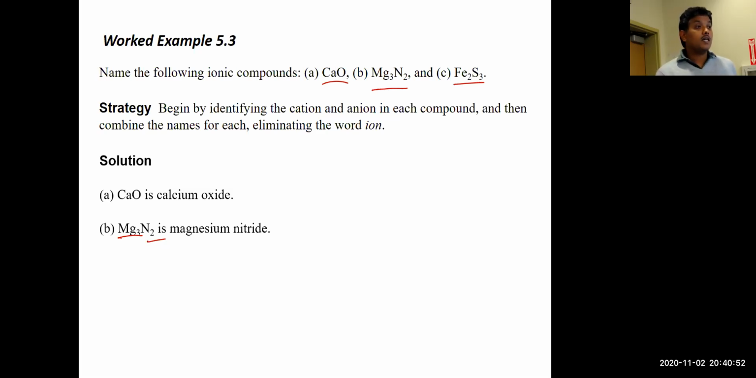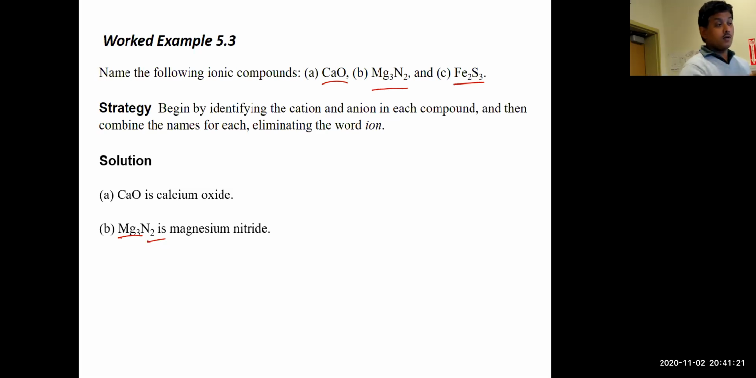Last one, Fe2S3. There is an iron. Iron doesn't have a reliable fixed charge, so you need to include what the charge on this iron is going to be. So we need to do a bit of work here. Whenever you have a metal from the transition metal range that doesn't have a fixed cationic charge, you need to use the help of your non-metal to predict what the charge on your metal is.